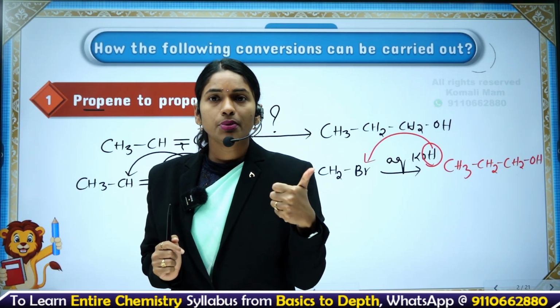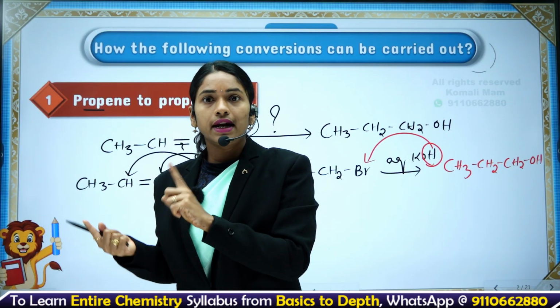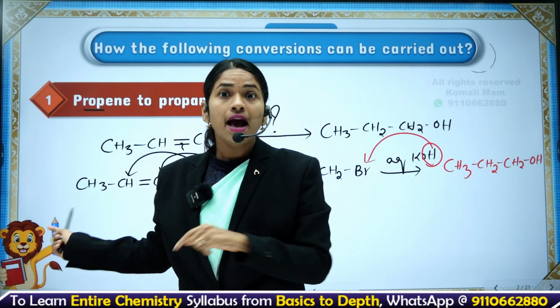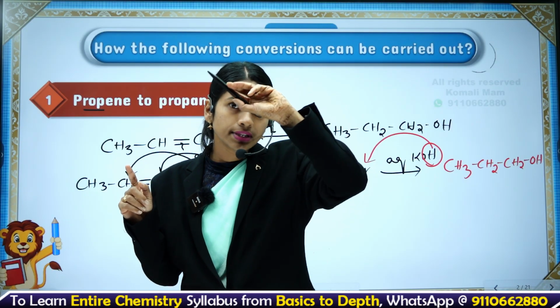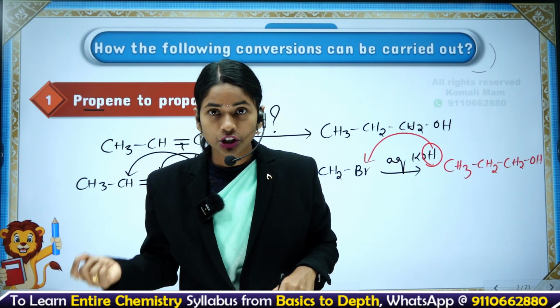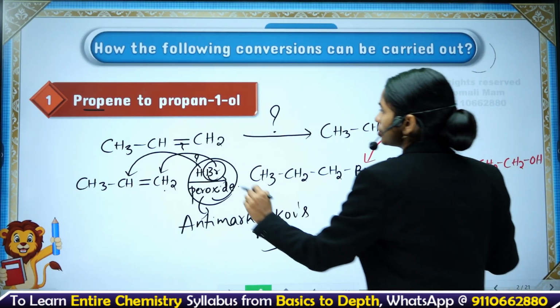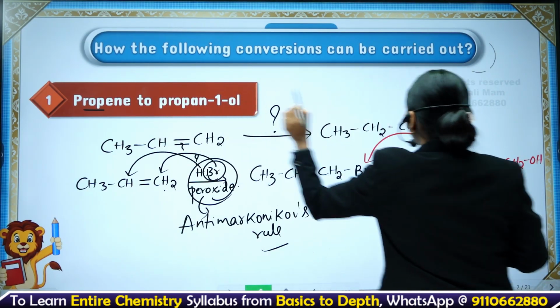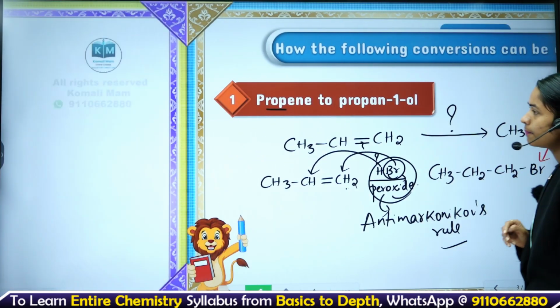So in this 1 or 2 minutes of explanation, you have recollected two pieces of information. One is HBr in presence of peroxides does anti-Markovnikov's rule, so you get bromine at the first position. And aqueous KOH will go and substitute in place of the Br, and a nucleophilic substitution reaction takes place. Two reagents you have learned and their functions. So propene we can convert into propan-1-ol by using this.